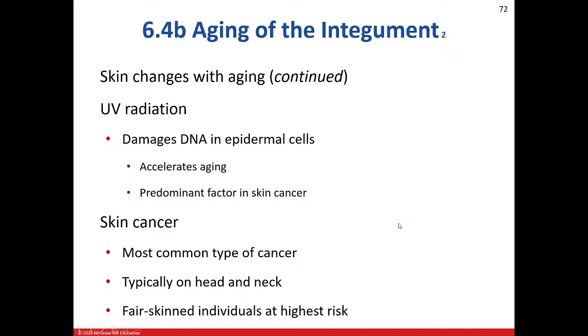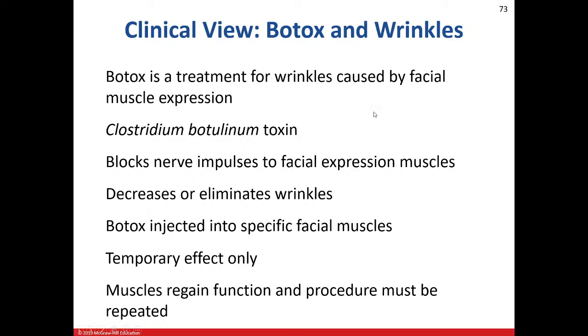And then fair-skinned individuals are at the highest risk because they have the lowest amount of melanin, and melanin, of course, absorbs some of the UV radiation. It helps protect the DNA. It can't capture 100% of the UV radiation, but it captures some of it.